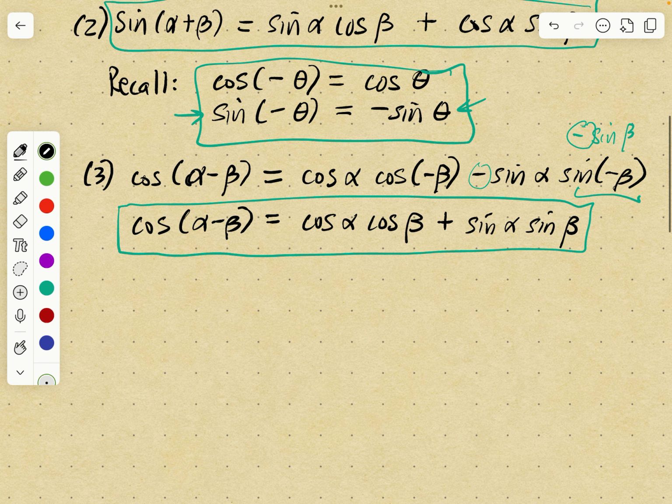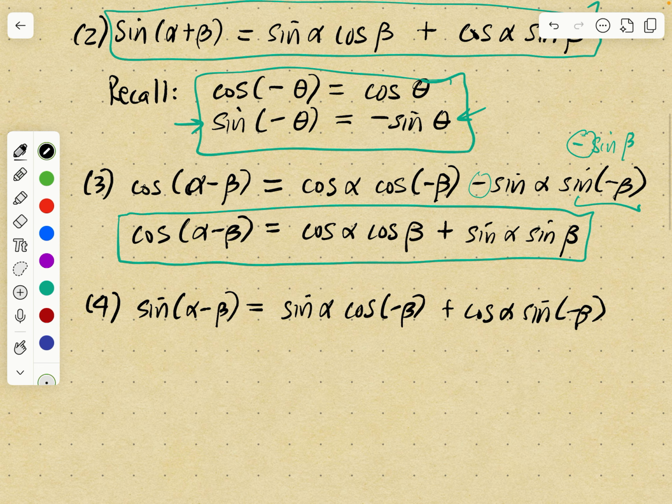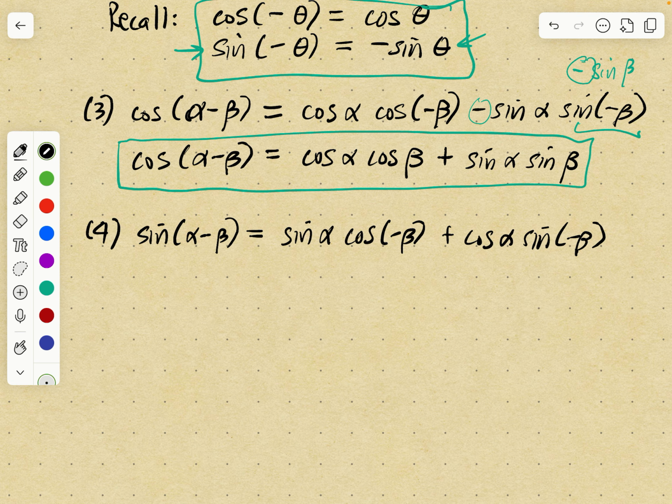And similarly, you can get a formula for sine of alpha minus beta using equation 2, because if you just do the same thing, you replace beta by negative beta. So when you do that, you're going to get sine alpha cosine of negative beta plus cosine alpha sine of negative beta. And then again, you use these two facts about cosine and sine being even and odd. So this is going to be sine alpha cosine beta, and then minus cosine alpha sine beta.